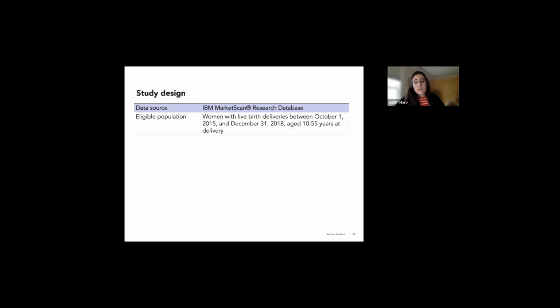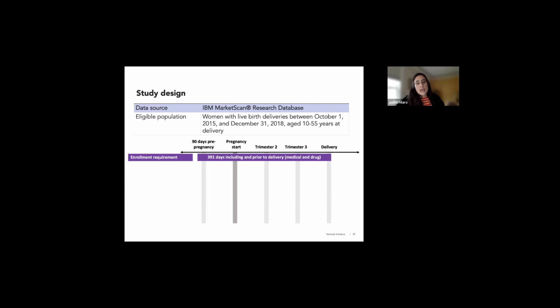I'm going to go through this quickly because I don't think we'll have time for everything. The study design, we used IBM MarketScan research databases. We looked in the ICD-10 era only among women aged 10 to 55 years with live birth deliveries. And we required those women to be enrolled for all of the time leading up to their delivery and a 90-day pre-period. We used a delivery washout, which just means essentially that we made sure that there weren't multiple deliveries that were too close together for reality.